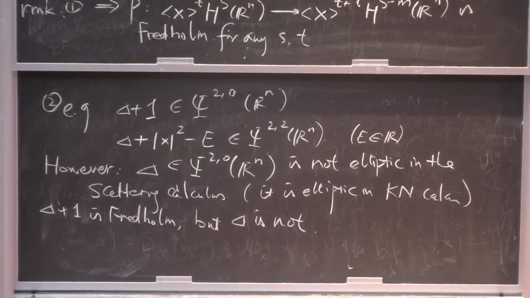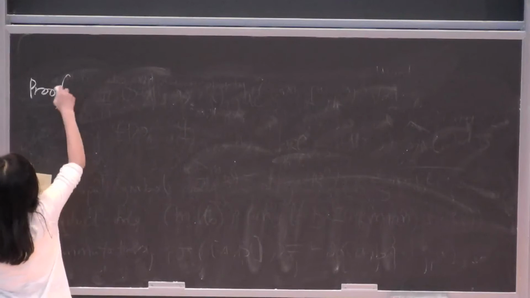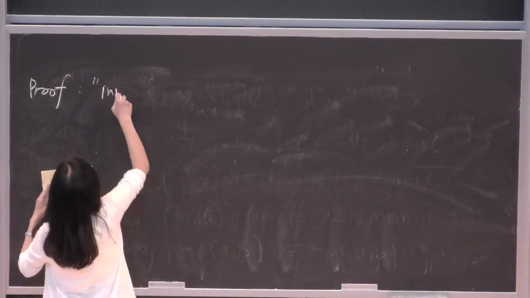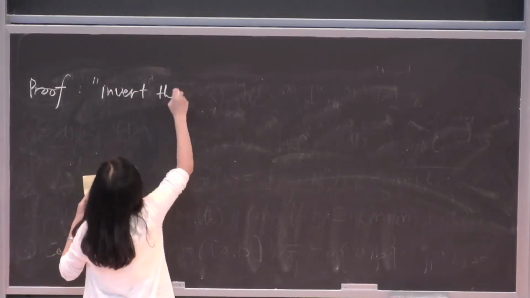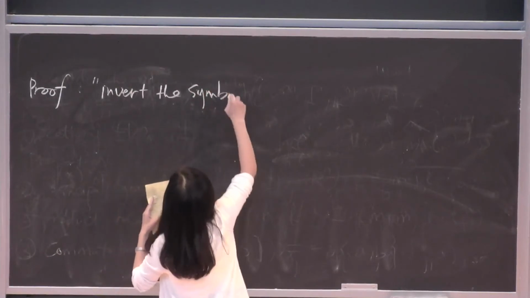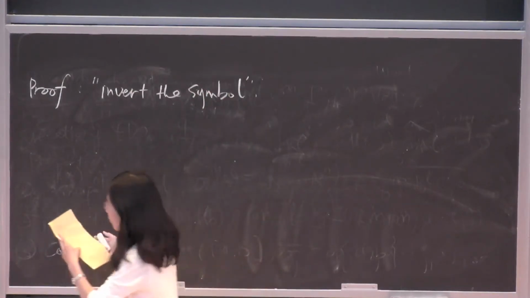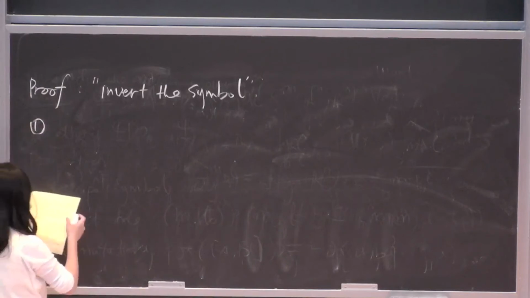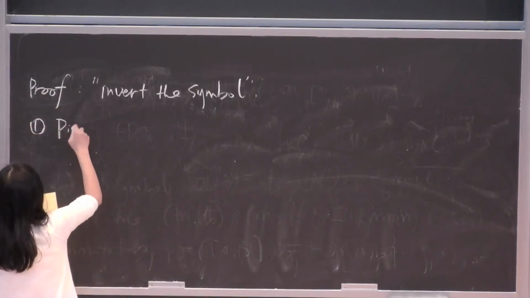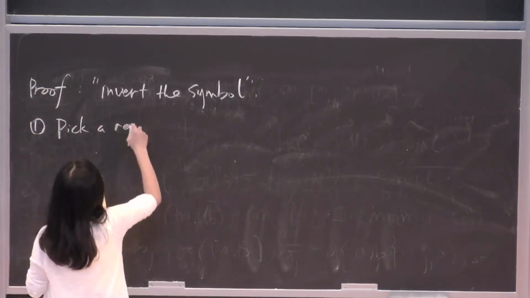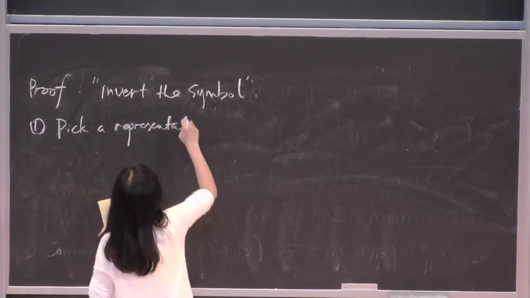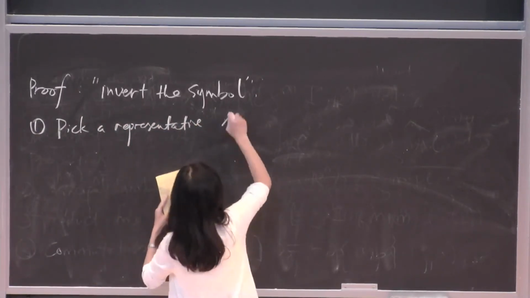So the idea is a very standard technique, basically called inverting the symbol, and then you try to do it from the symbol level. So, proof of the theorem: just invert the symbol. Okay. So first of all, what we do is we first pick a representative of the principal symbol. Let's call it P0.